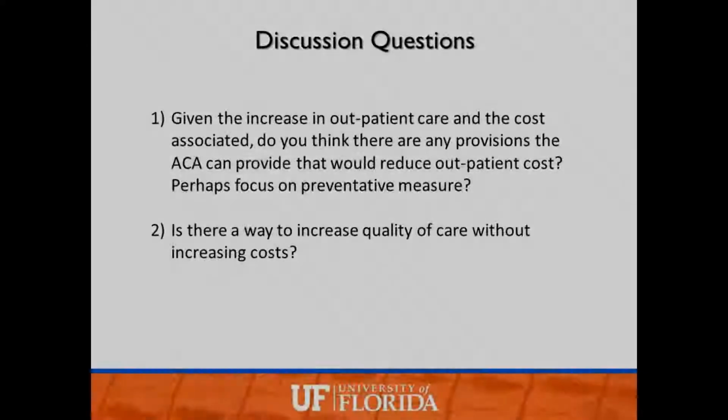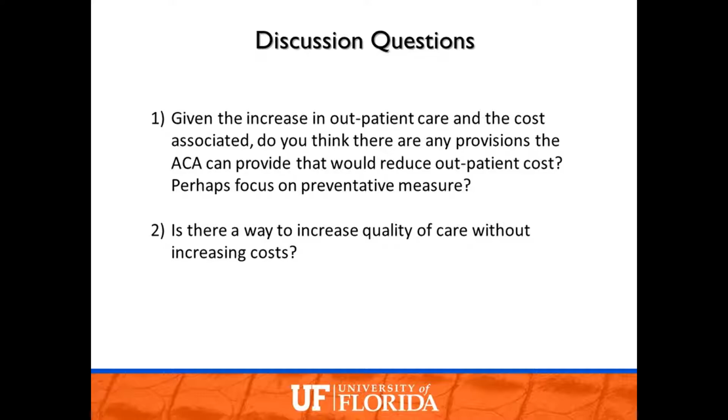Here are our two discussion questions. 1. Given the increase in outpatient care and the costs associated, do you think there are any provisions the ACA can provide that will reduce outpatient cost? Perhaps focus on preventative measures? 2. Is there a way to increase quality of care without increasing costs?